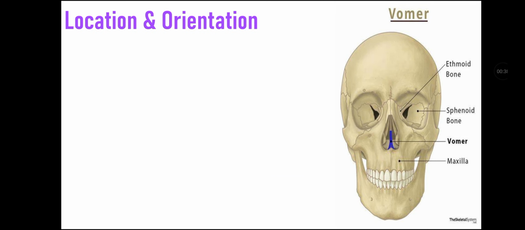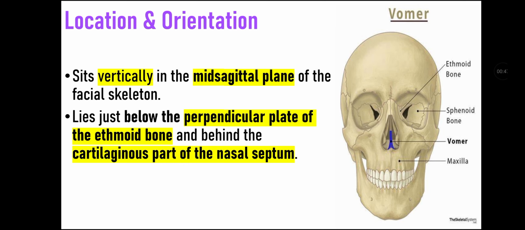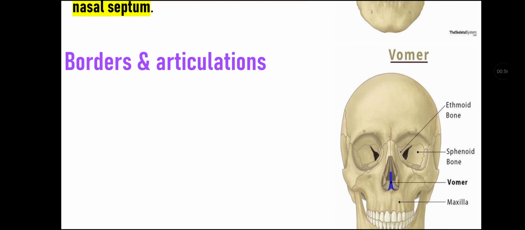Talking about its location and orientation, it sits vertically in the mid-sagittal plane of the facial skeleton, as you can see here in the diagram. It lies just below the perpendicular plate of the ethmoid bone and behind the cartilaginous part of the nasal septum. It forms the lower and back portion of the nasal septum.